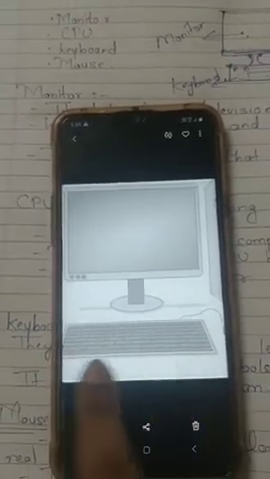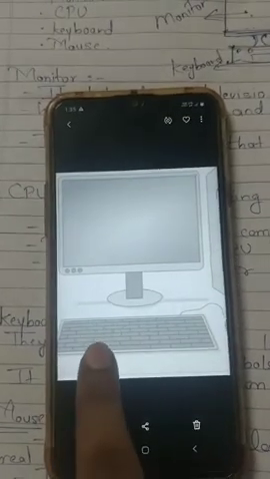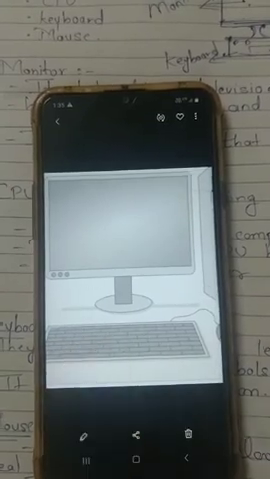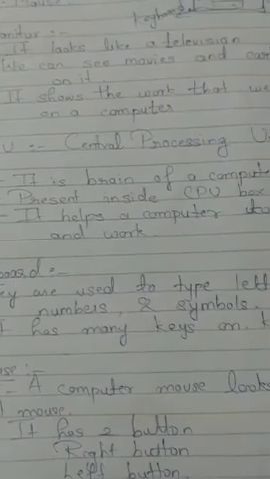First of all, this is a monitor, then the CPU, and the next one is the keyboard. What are these small things present here? They are known as keys. What are they known as? Keys. Okay.